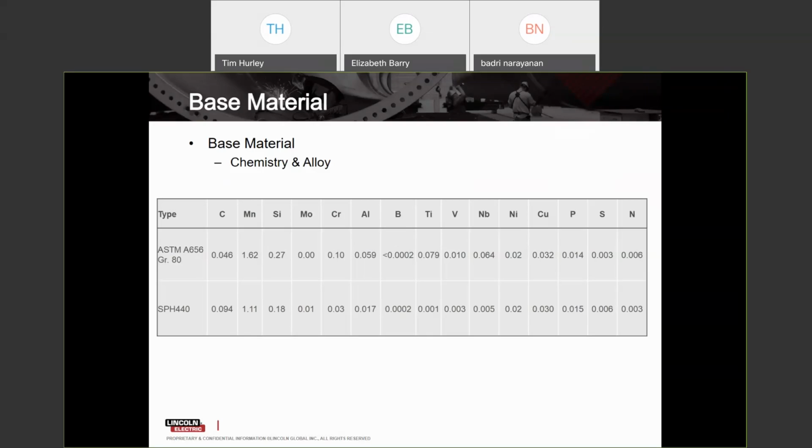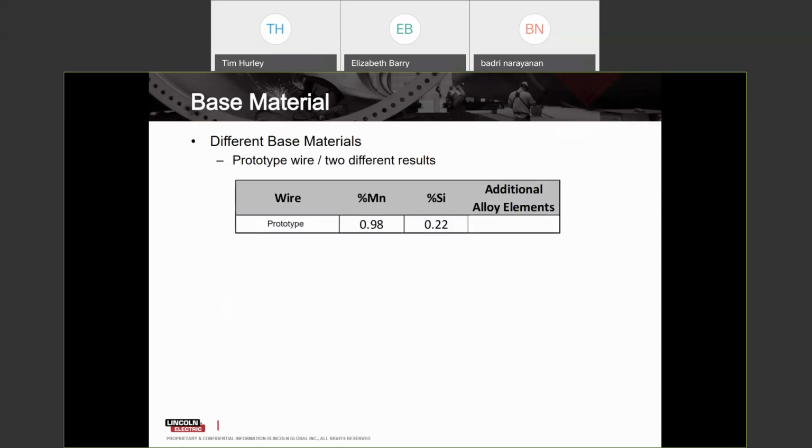So when we started this work to understand the different variables, we started off with a standard, typical automotive grade A656 grade 80 type steel. And you can see the alloy content, the manganese and the silicon, are on the higher side when you compare it to an SPH 440, which was the preferred choice for base material for some specific customers of ours. But we did all our work on what was available in North America, a standard automotive grade at 1.6 manganese and 0.2 silicon. And we later on started comparing it to another SPH 440, the base material, which was much lower in manganese and silicon. And the results I'll show you will show you how things dramatically change when you go from one base material to another.